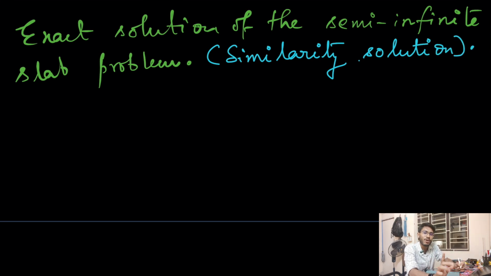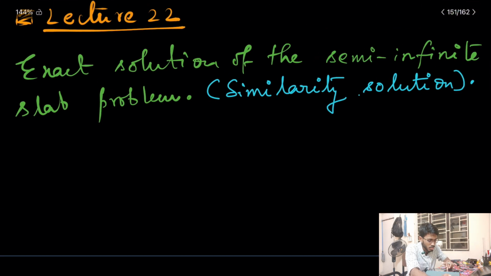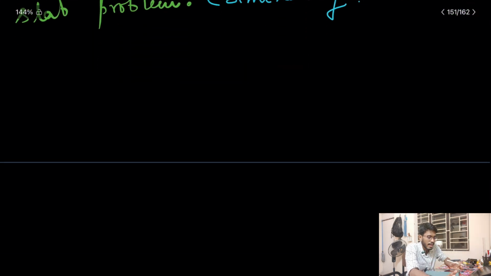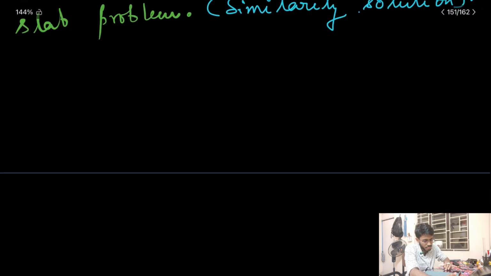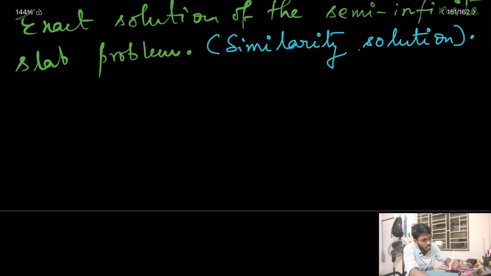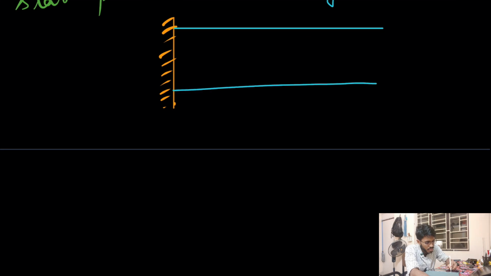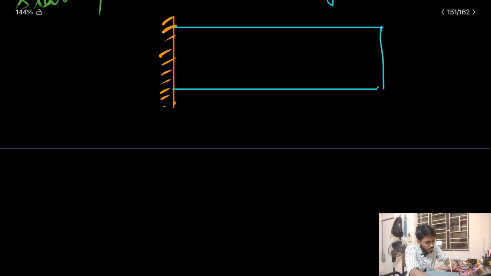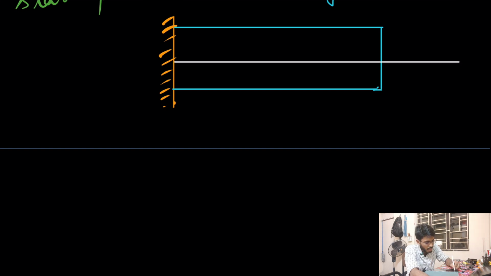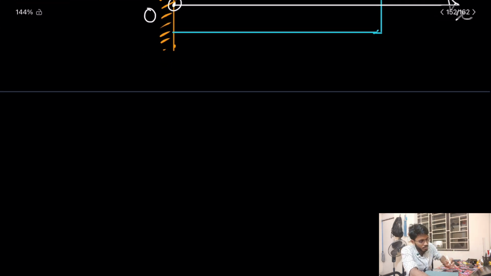So I may have to take one more lecture if the solution is not completed in this lecture, because I don't want to hurry and I don't want to miss anything. Similarity solution. So let us first again just write the governing equations and the boundary conditions. If I roughly draw, this was our schematic of the problem, where this was our x direction, so it was a one dimensional problem, right?